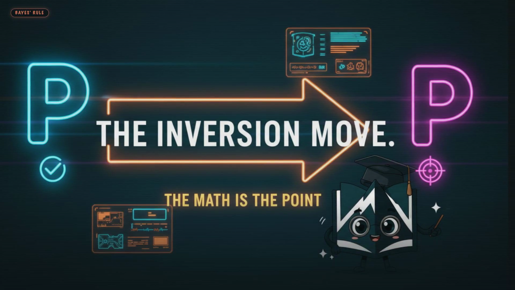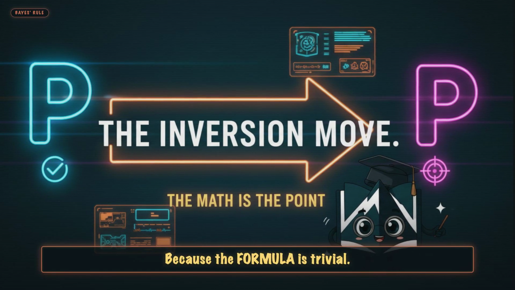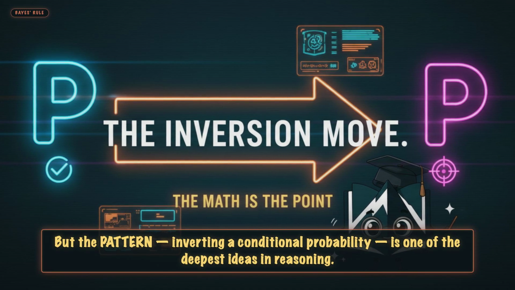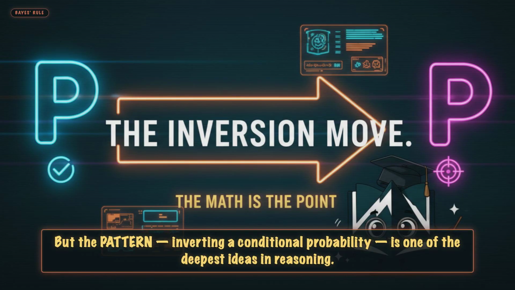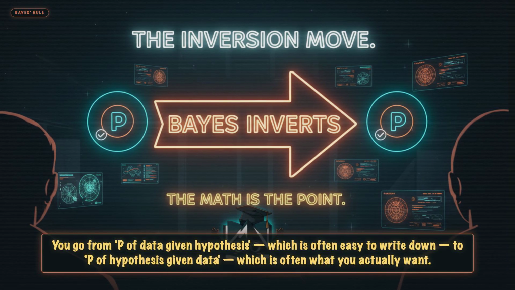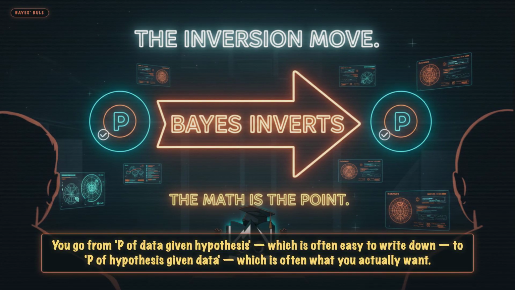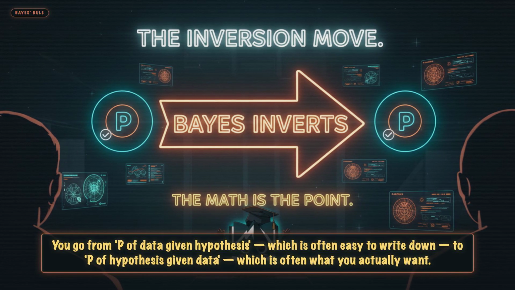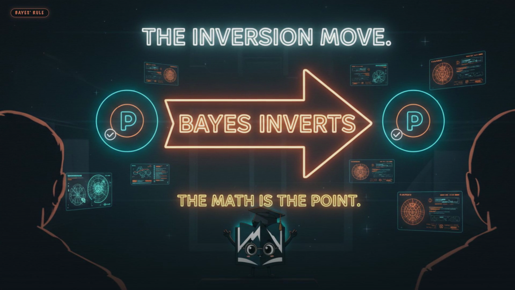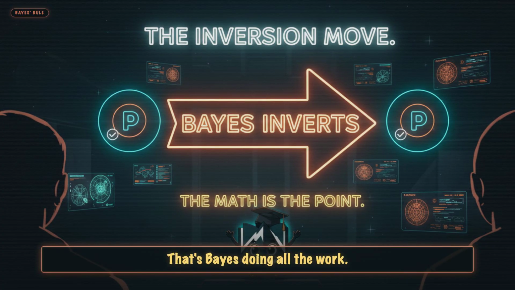Which is deceptive. Because the formula is trivial. But the pattern, inverting a conditional probability, is one of the deepest ideas in reasoning. You go from P of data given hypothesis, which is often easy to write down, to P of hypothesis given data, which is often what you actually want. That's Bayes doing all the work.